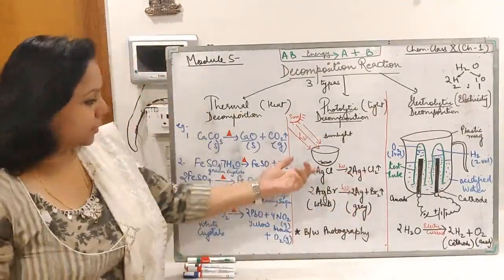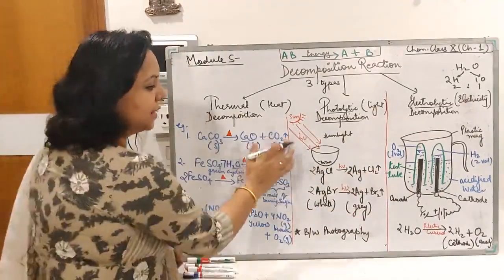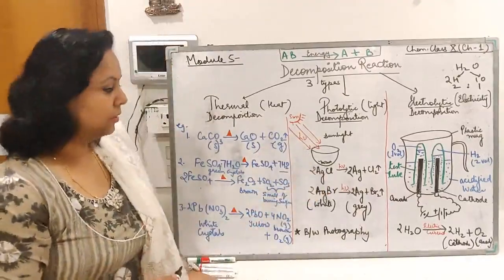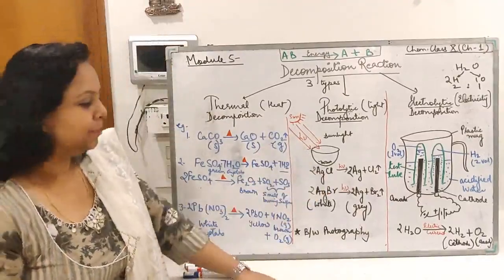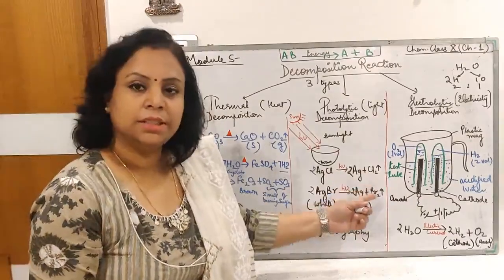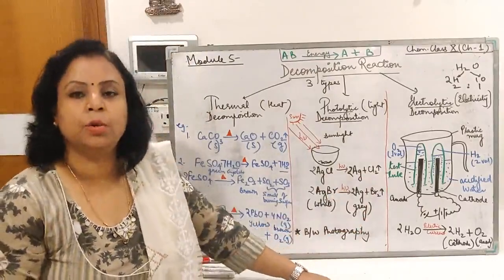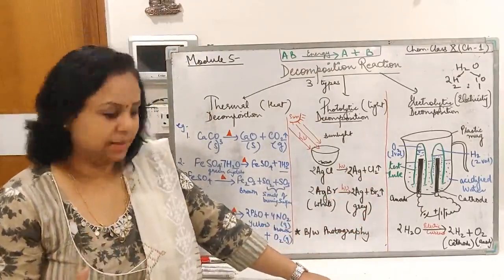Now with this diagram you can see sunlight is coming and the salt, silver chloride or silver bromide, gets converted into silver, which is metallic silver, and chlorine or bromine gas is released.